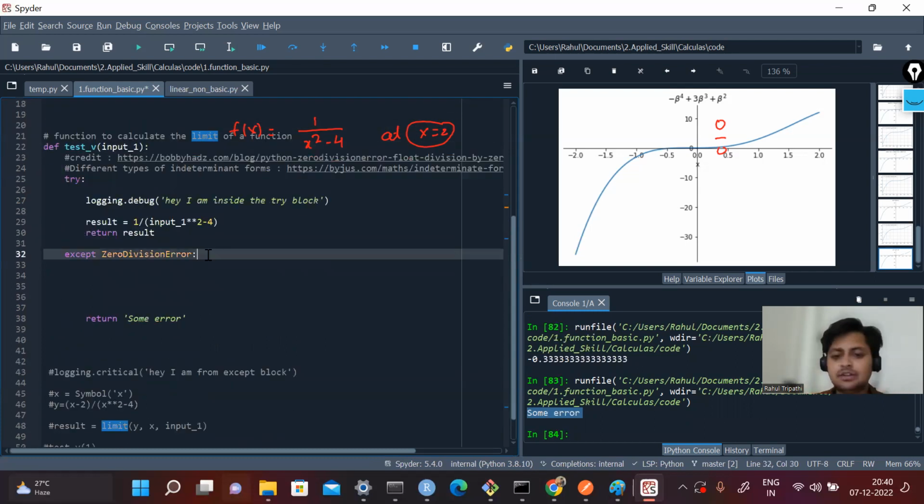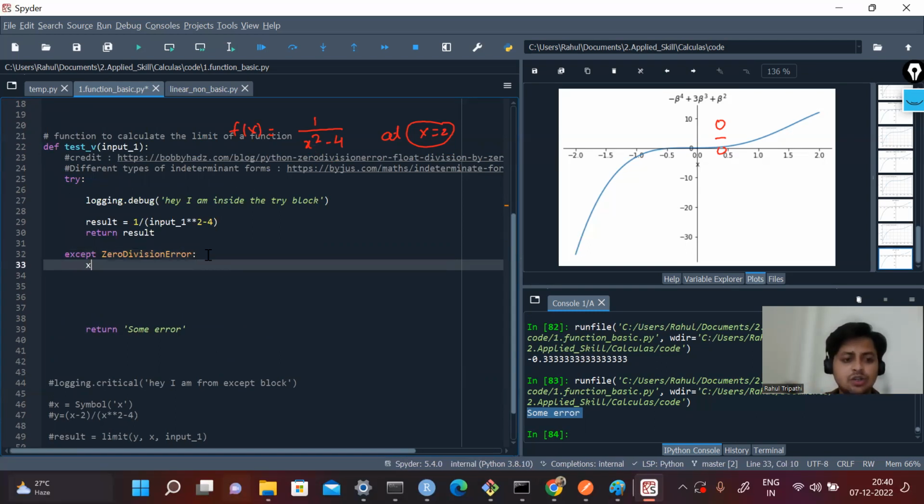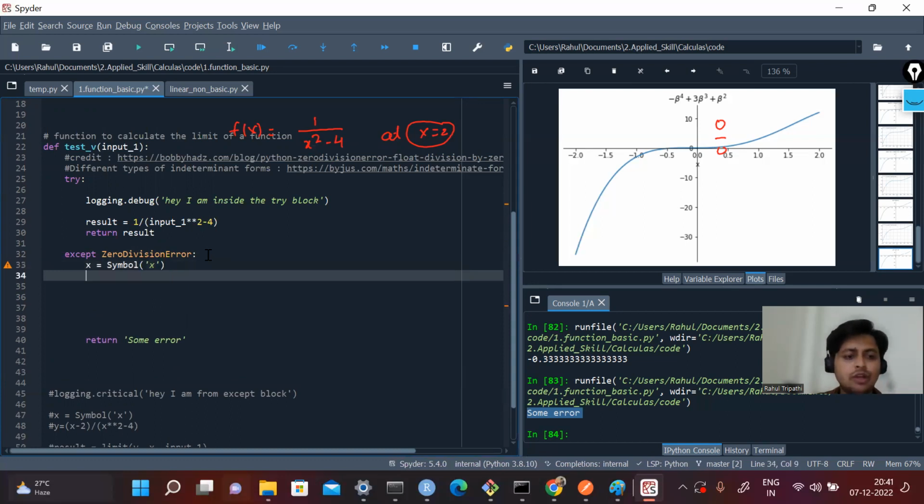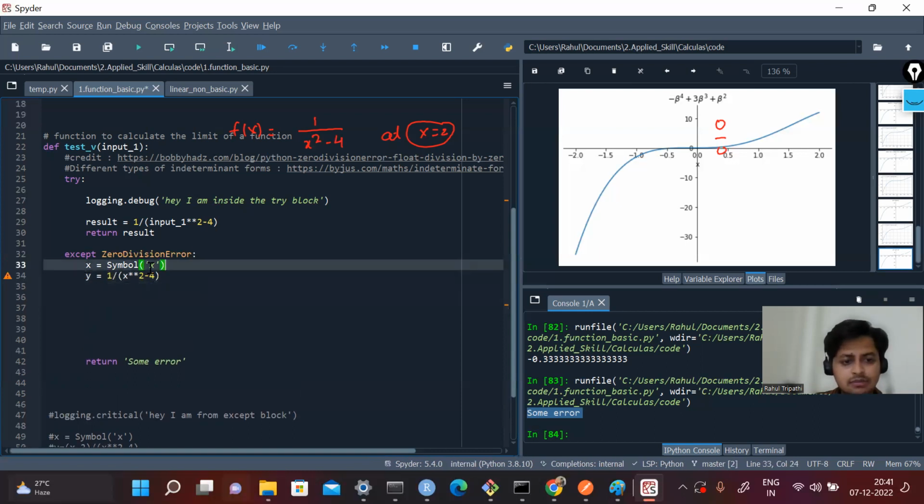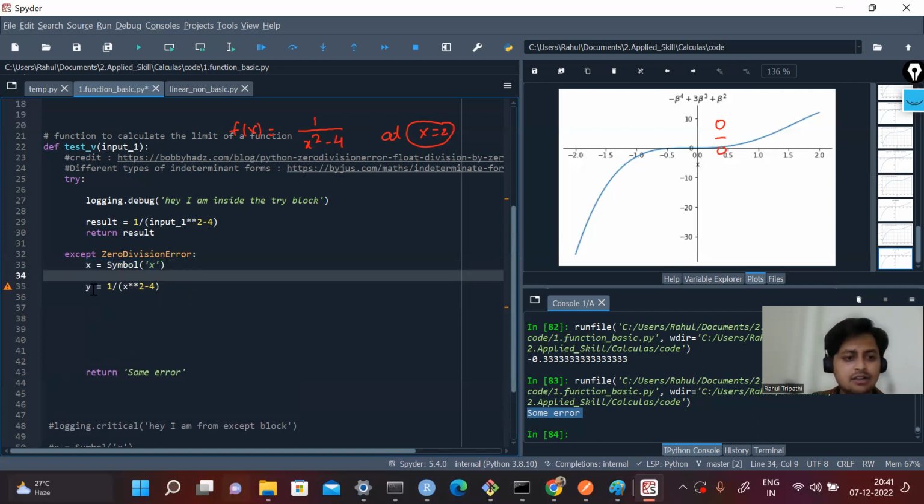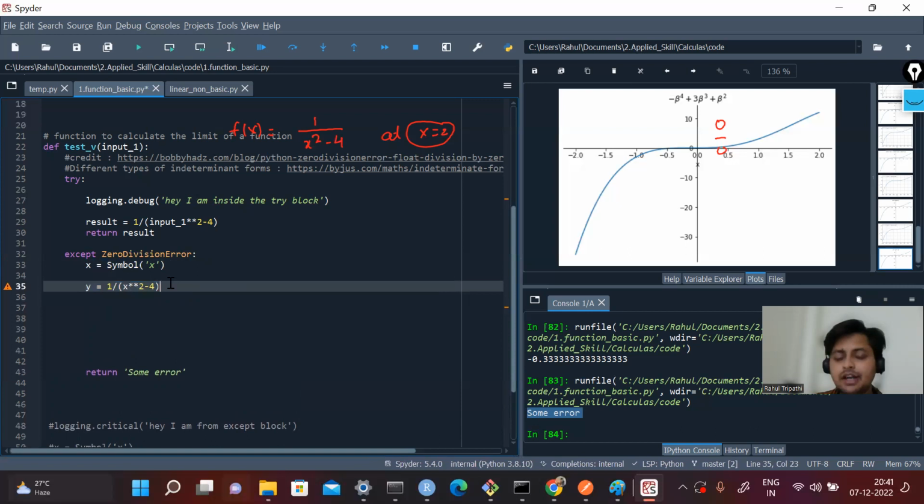In SymPy, first we need to declare the symbol. That means first we have to declare the function. What is your function? So I'm writing x equal to, and in SymPy we have something called symbol, which is basically a variable. Here I have x, only one variable, and then I'm saying y, that means f of x, equals 1 divided by x minus 4. First I declare my symbol x, and then I have written the equation. Now I will try to find out the limit of this function.